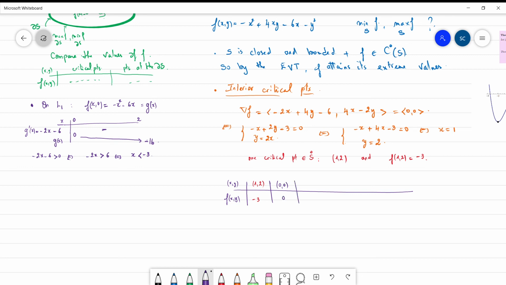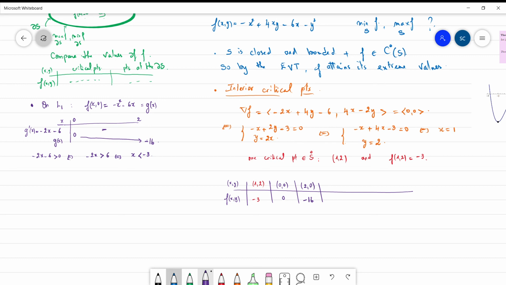Okay, the other point is, sorry, x equals 0 and y is 0. Now x equals 2 and y is 0. I am on the line L1, okay, so (2, 0), and the value taken, say it's minus 16. Okay, so now we gather them, it's enough to gather them.